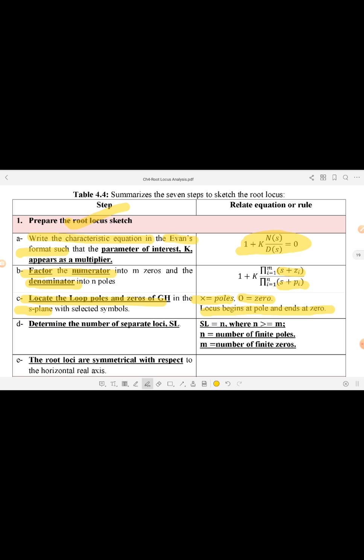And the determination of the number of branches, or the number of separate root loci: they are n, which is the degree of the denominator, and n is the number of poles and m is the number of zeros.